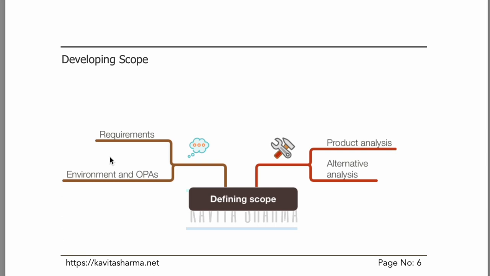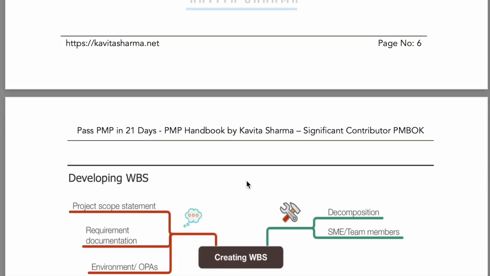Then I go ahead and develop the scope. We do product analysis. What is product analysis? I look at the similar type of functionalities to understand the product better. In case there are previous versions, I would look at those versions. Alternatives is how do I deliver the next phase? Just take an example of a house. Do you do pre-built assemble or do you do brick and mortar? We discussed it in the class.